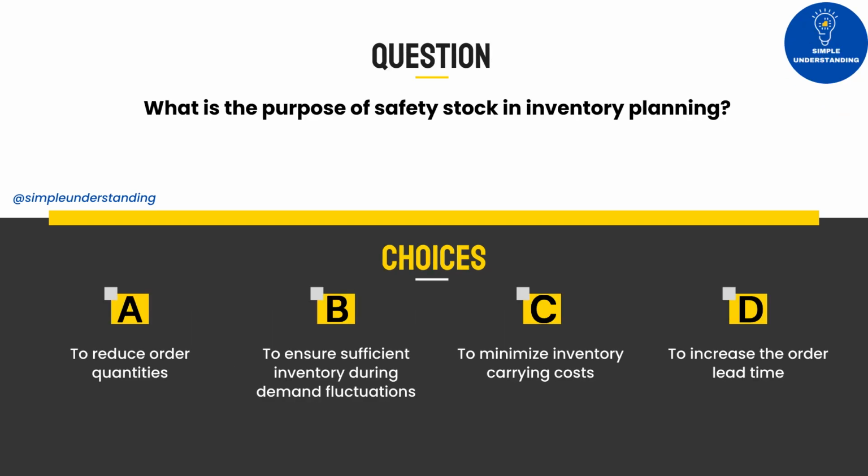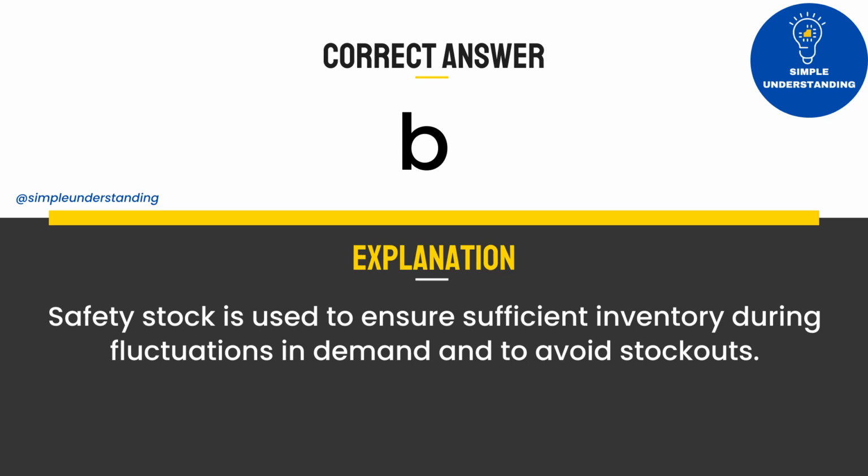5. What is the purpose of safety stock in inventory planning? A. To reduce order quantities. B. To ensure sufficient inventory during demand fluctuations. C. To minimize inventory carrying costs. D. To increase the order lead time. Correct answer, B. Overall explanation. Safety stock is used to ensure sufficient inventory during fluctuations in demand and to avoid stockouts.